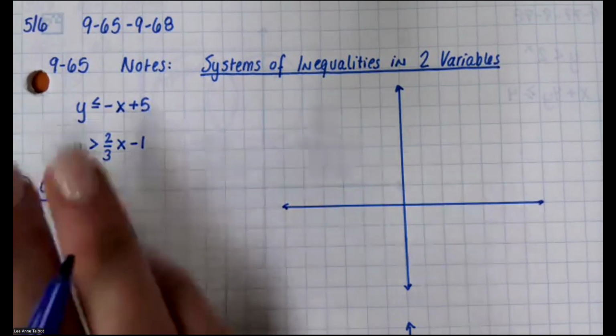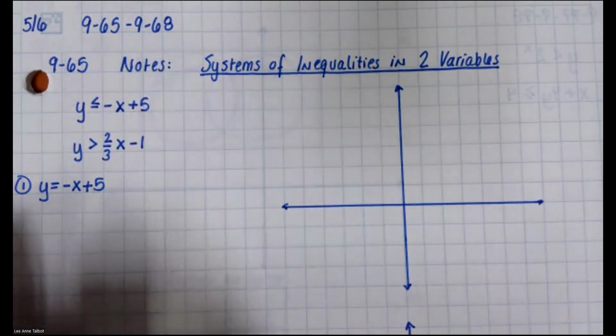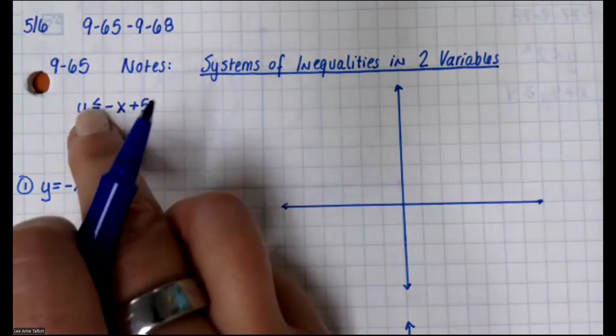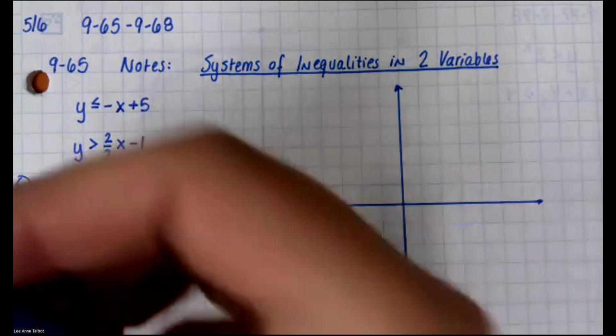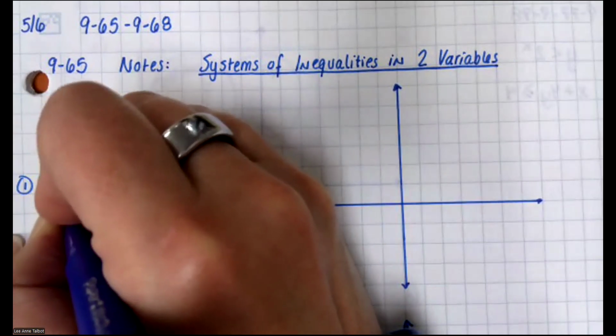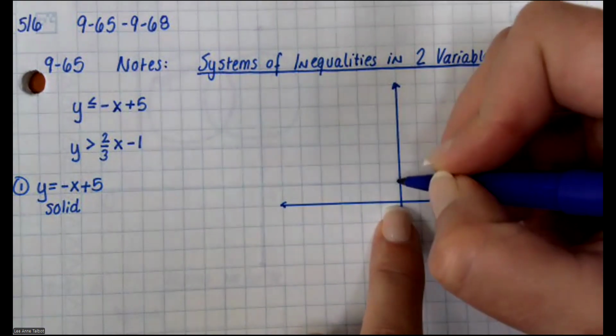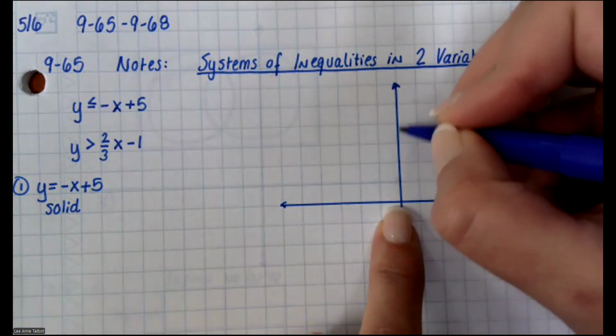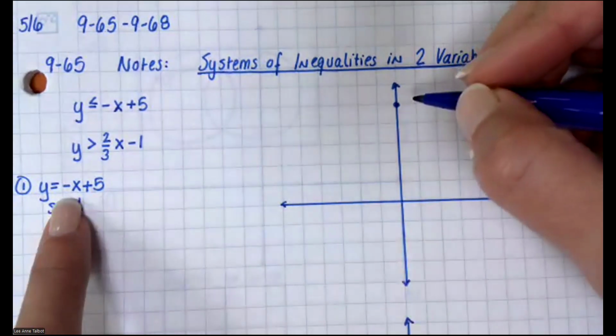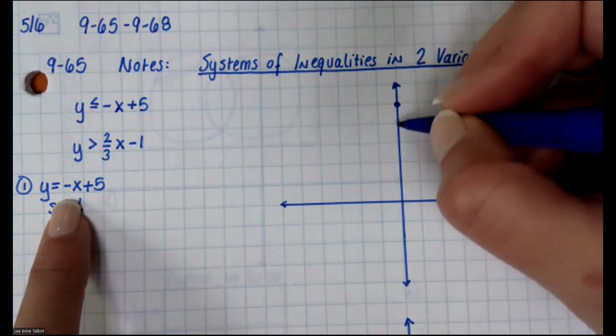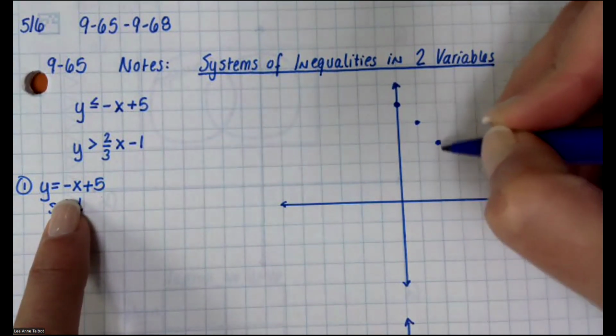This equation right here, this inequality. And before I go any further, I'm going to decide if it's solid or dashed. And I'm talking about this one, solid. Okay, so come over to my graph and I'm going to go up 5 for the y-intercept. 1, 2, 3, 4, 5. And the slope is negative 1. So I'm going to go down 1 over 1.